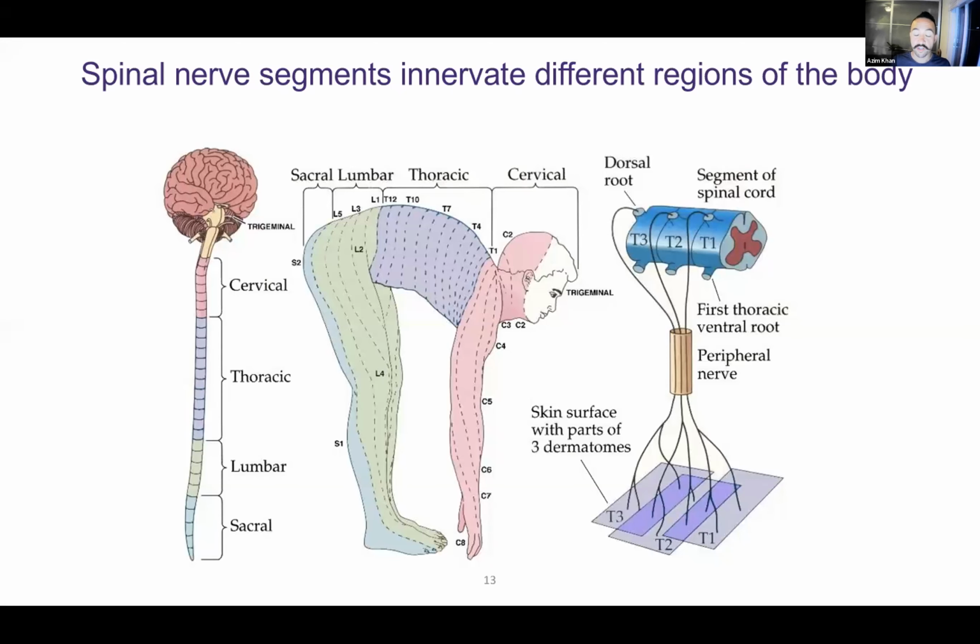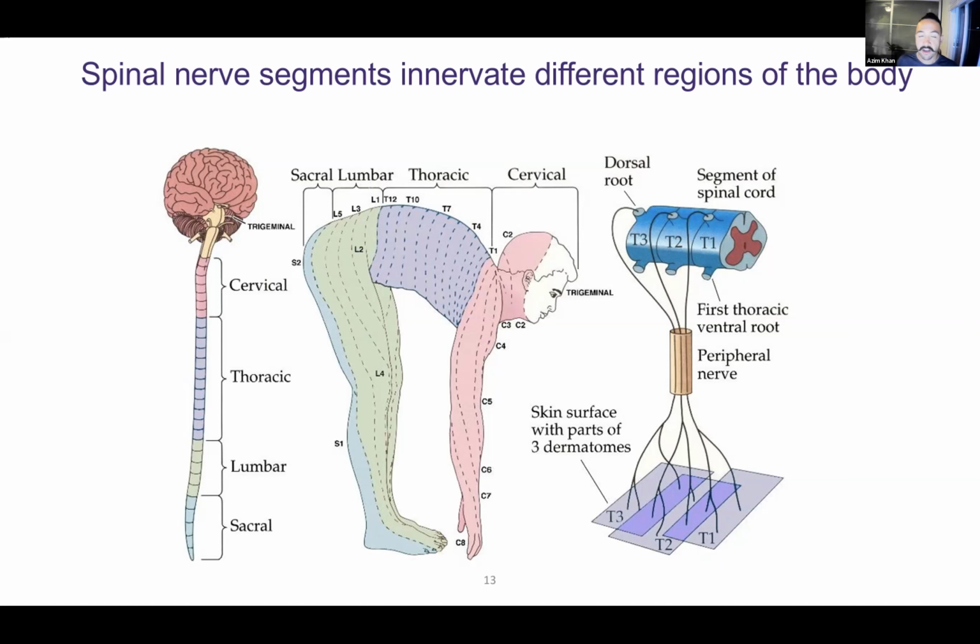Hey everyone, we're continuing chapter 16. We just finished talking about the spinal cord, and now we're going to talk about the nerves that come out of it. We're talking about spinal nerves. To understand spinal nerves, I first have to show you this funny looking picture of this guy leaning over.